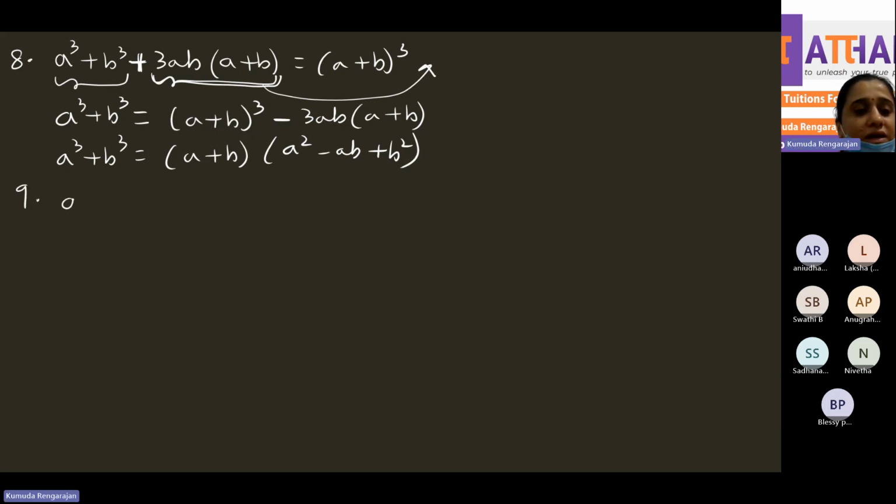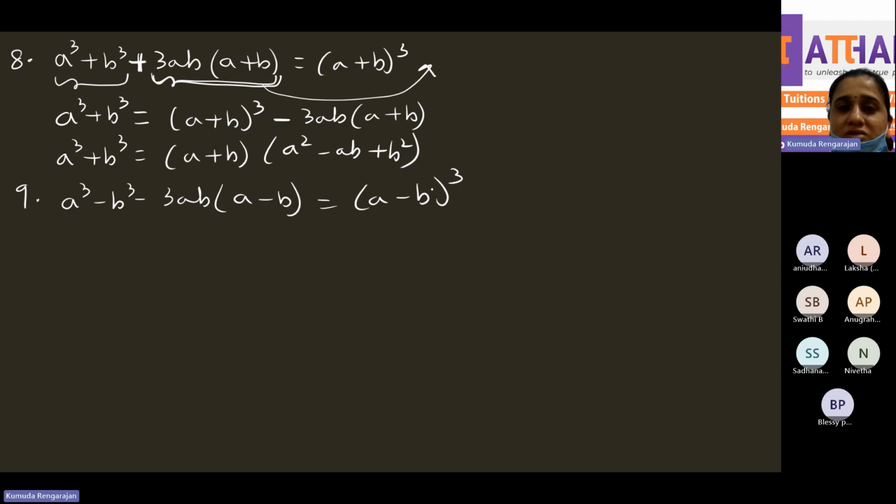Now what's the other one? A cubed minus b cubed minus 3ab into a minus b is equal to a minus b the whole cube. This we know. This we've already written. Now transpose. You want to find a cubed minus b cubed. So you need to take this one to the other side. You need to transpose this, right?